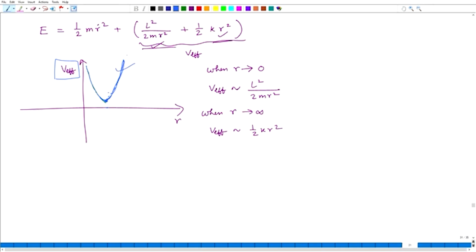So, if the system has an energy which is just equal to here or here or here or here, always the particle will have two turning points. So, one R min and one R max, both of them being finite if your energy is finite, and then you will always have bounded motion.